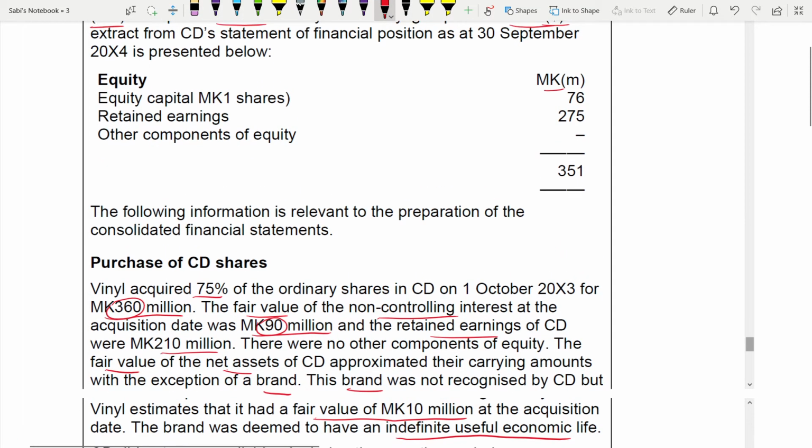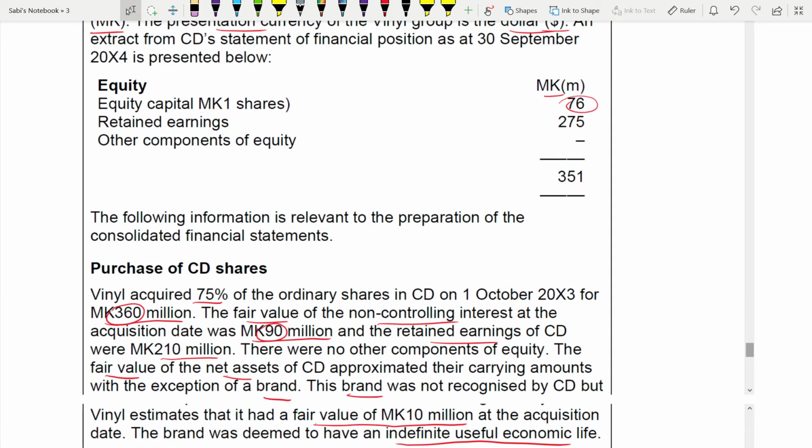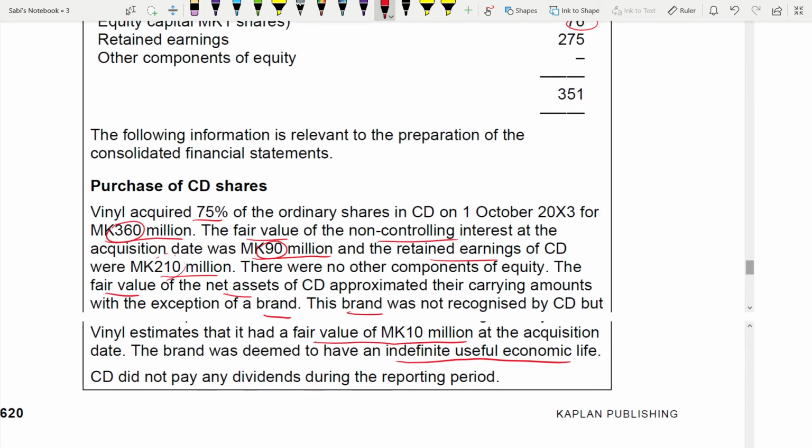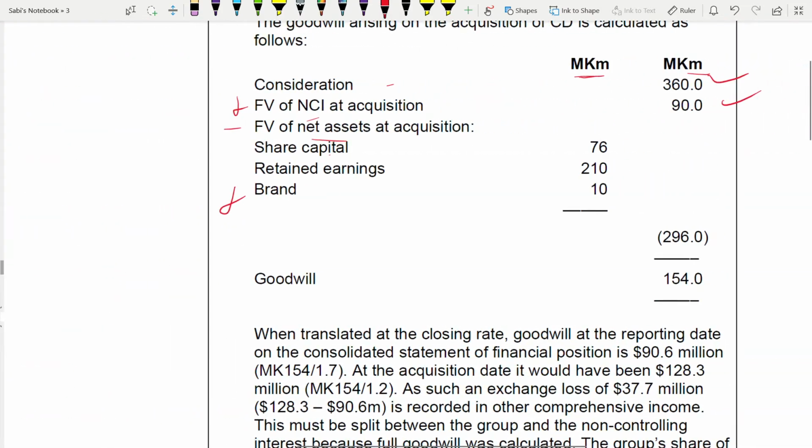From here you will get this 76. But retained earnings, you cannot take 275. At the date of acquisition, on the statement of financial position, it is 210. This retained earnings you have to take as 210. And then the brand they told is 10 million. You cannot amortize it because of indefinite useful life. So add that 10 and deduct this from the consideration plus fair value of NCI and get the goodwill of 154. This is in MK, remember.